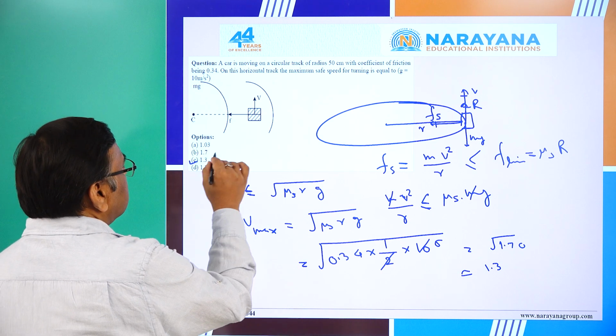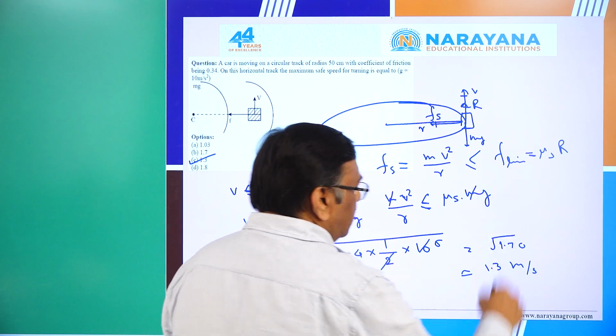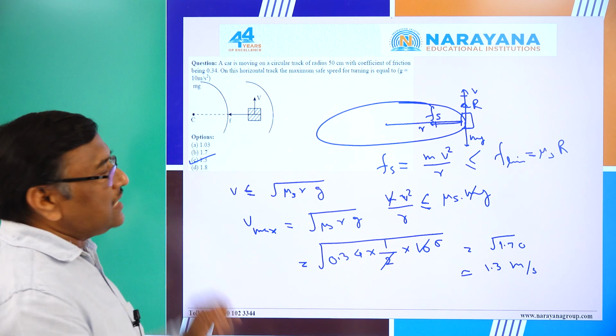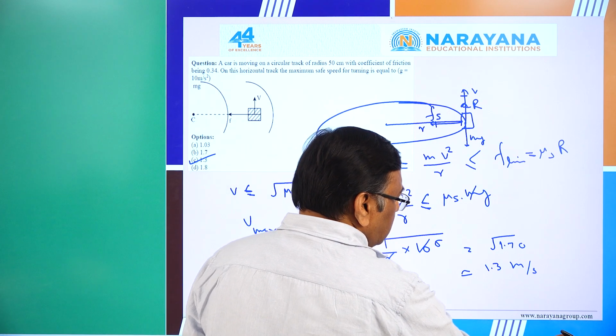That means the answer should be C here. Since all the values are in SI, it is 1.3 meter per second. I hope you understand this question, what we are doing. Okay, let us proceed to the next question.